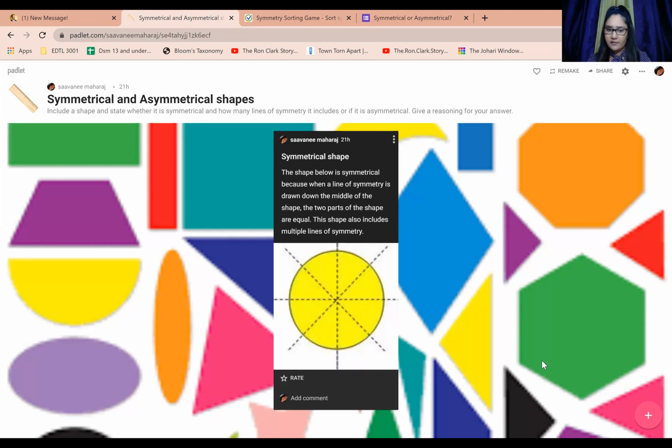I added an example for you all to look at. So I did a symmetrical shape, a circle, and I wrote a description saying the shape below is symmetrical because when a line of symmetry is drawn down the middle of the shape, the two parts of the shape are equal. This shape also includes multiple lines of symmetry, meaning the circle. Remember I drew two lines of symmetry on the circle earlier. I'm giving you all a couple of minutes to complete this activity and then I will comment on some of the posts that I see.